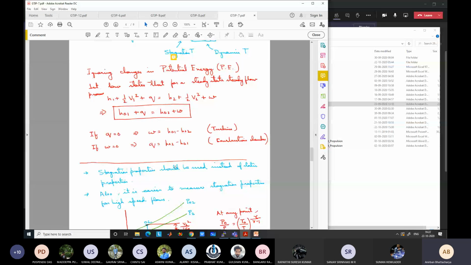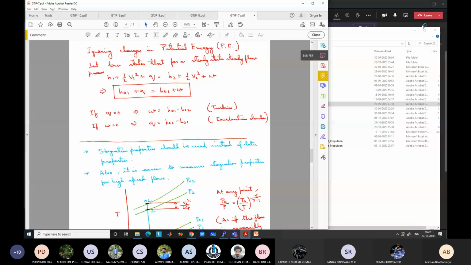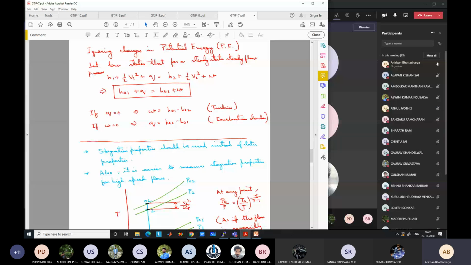This is very fundamental. In a nozzle or diffuser, Q and W are 0. No heat input, no work output, no moving part. Basically, just flow. So H1 plus half V1 square is equal to H2 plus half V2 square. This is basic thermodynamics. And H1 plus half V1 square we can write as H01. H2 plus half V2 square we can write as H02. So H01 is equal to H02. So no change in stagnation enthalpy occurs in a nozzle or a diffuser.